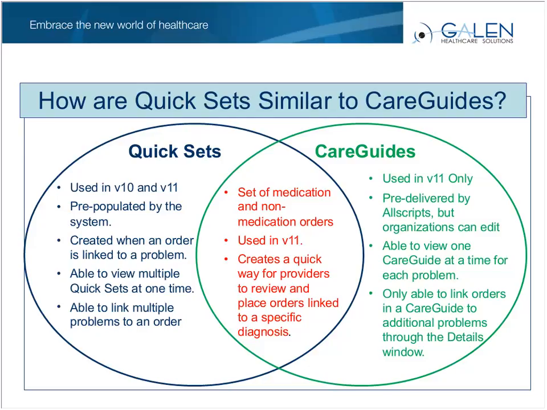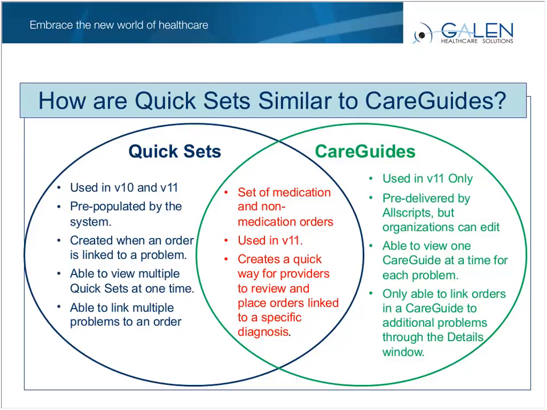The one benefit to quick sets that Careguides does not present is that multiple quick sets can be displayed for multiple problems in the Q set tab in the ACI, whereas only one Careguide can display at one time for one problem. So that's kind of the negative side to it. But like I said, you can still use quick sets. You can use quick sets and Careguides together.